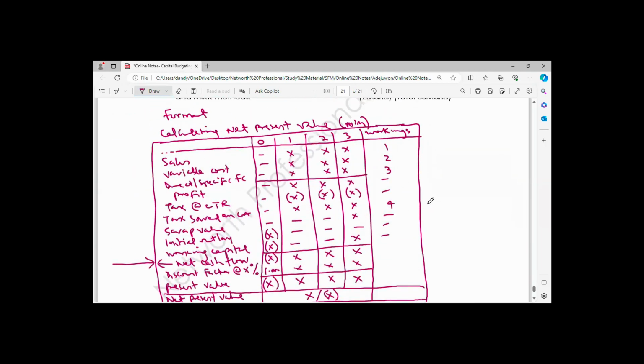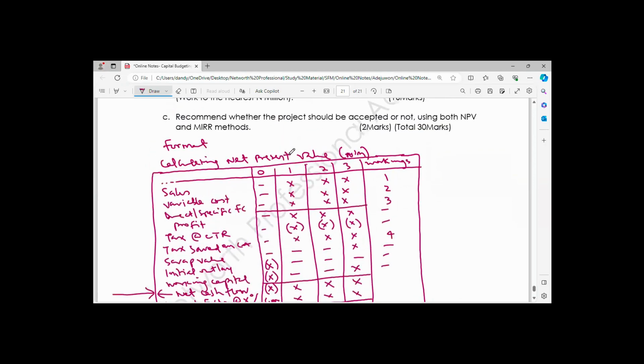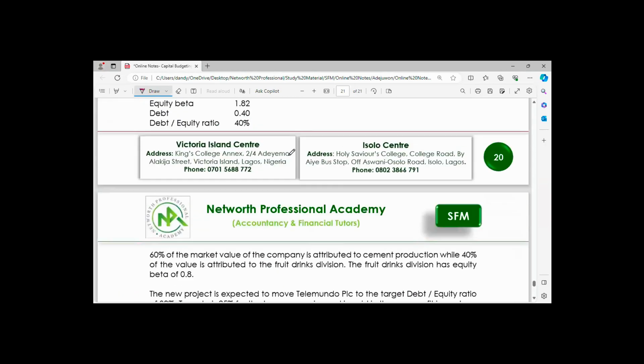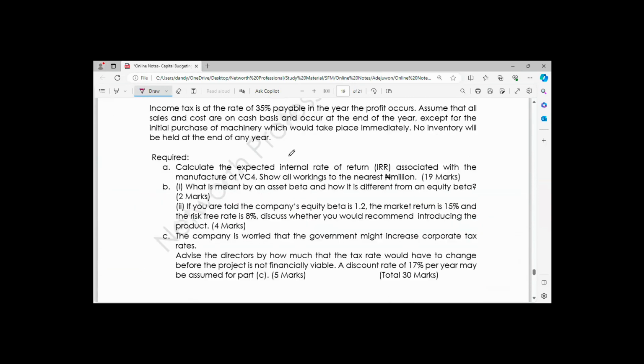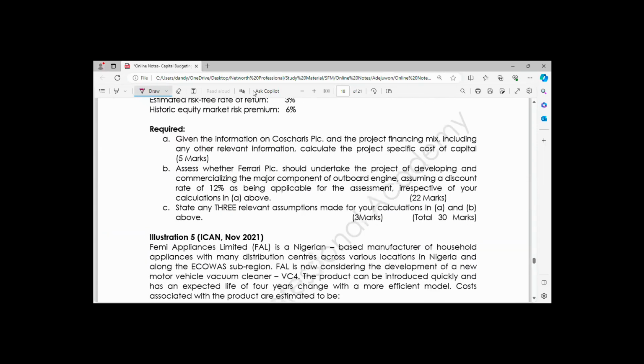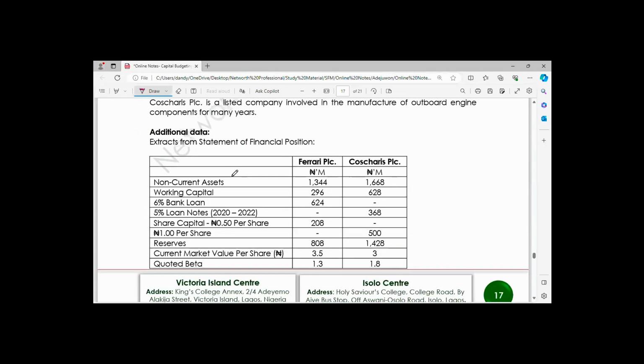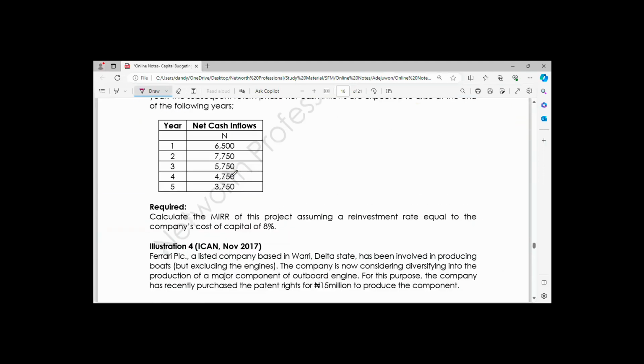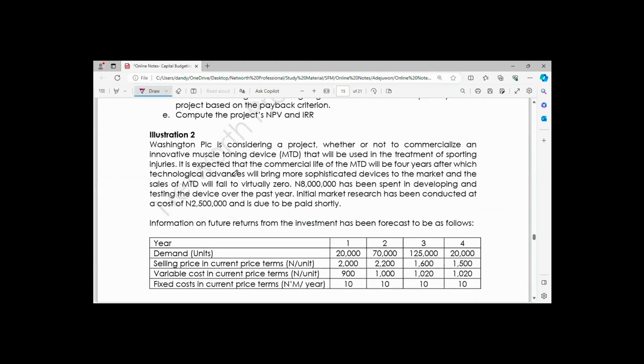So at this point, we have spent about 1 hour. So let's go into calculations. Before that, please let me know if you have any question for me so far. In the absence of any question, let's have illustration.